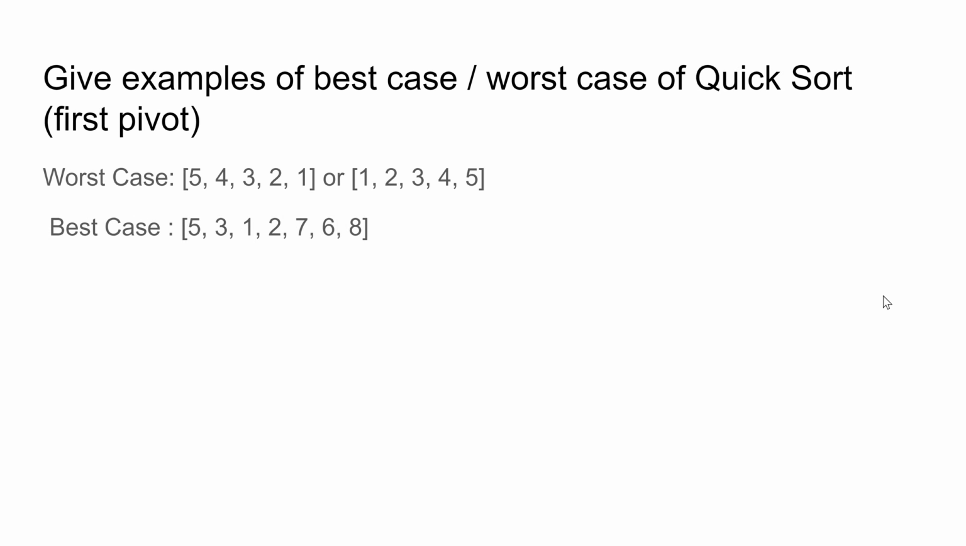Give examples of best case and worst case for quick sort with first element as pivot. 5, 4, 3, 2, 1. 1, 2, 3, 4. 1, 2. Is this the worst case or the best case? 5, 1, 2, 2, 1, 7, 6, 8.